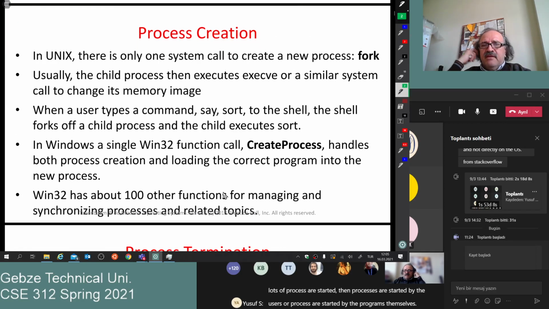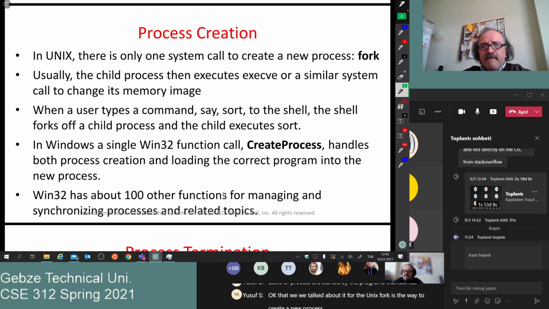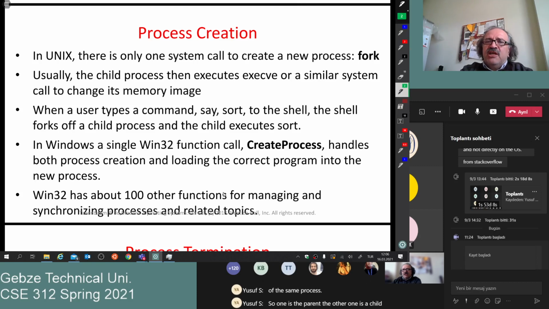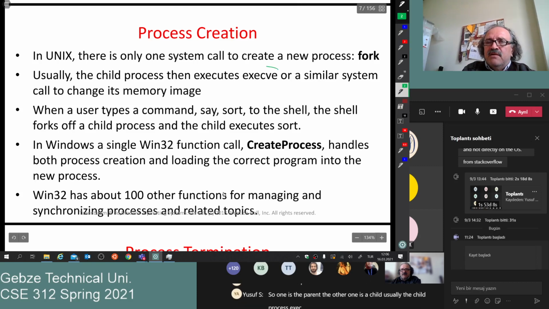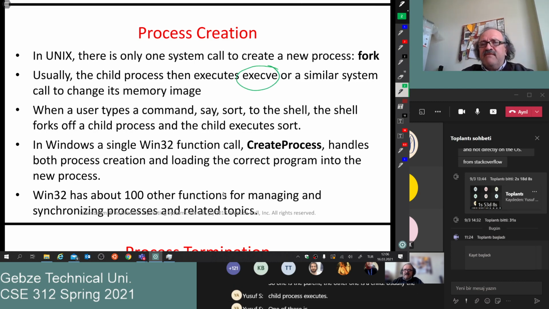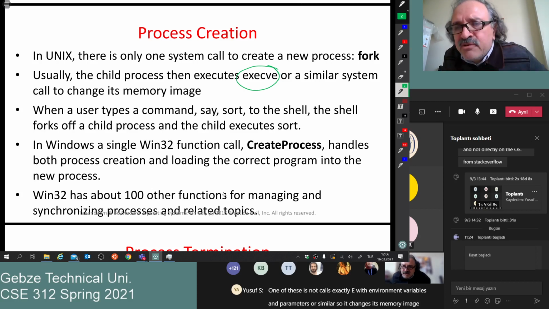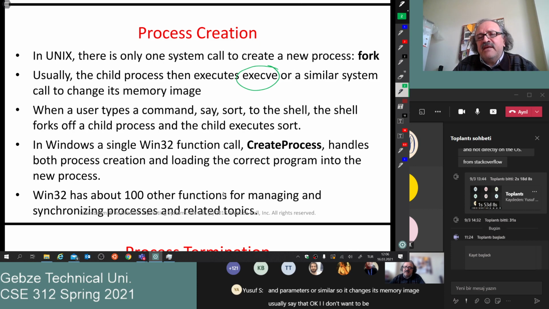Okay, we talked about it. For Unix, fork is the way to create a new process. It's a system call. After the fork, I have two exact copies of the same process. One is the parent, the other one is the child. Usually the child process executes one of these system calls, execve, with environment variables and parameters, or similar. So it changes its memory image. Usually it says, I don't want to be like my parent anymore. I'm replacing my core image with the core image of this program on the disk.